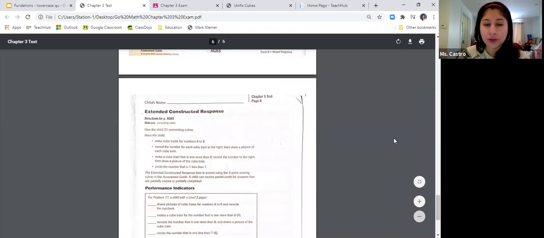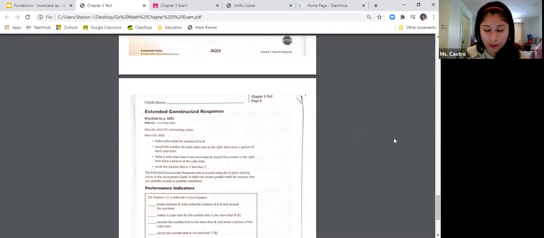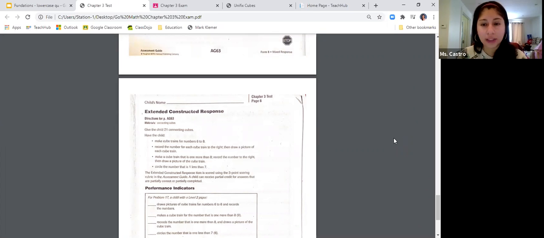The question is requesting to give the child 21 connecting cubes. So I'm not expecting everyone to have connecting cubes. That's why I provided that link, so that way you can use the cubes on that website. So they want you to make cube trains for numbers 6 to 8. So what that means is this.